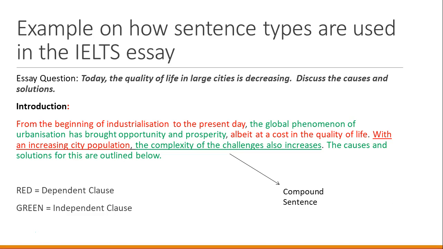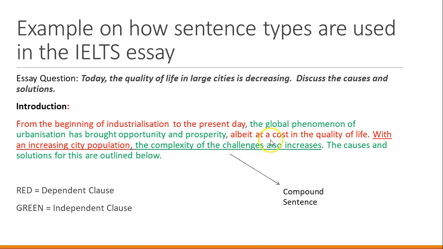How can we use this in writing, especially in IELTS? For example, if you want to use this in the introduction, you will have a better chance of getting a higher band score, because now you're using more academic language. In this introduction, what's in red is a dependent clause, and what's highlighted in green is an independent clause or a simple sentence. So for example, if we look at the first sentence, from the beginning of industrialization to the present day, this is a dependent clause.